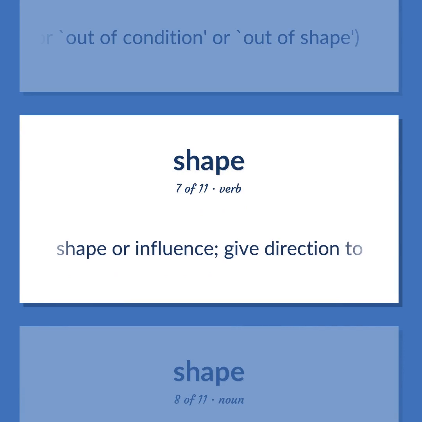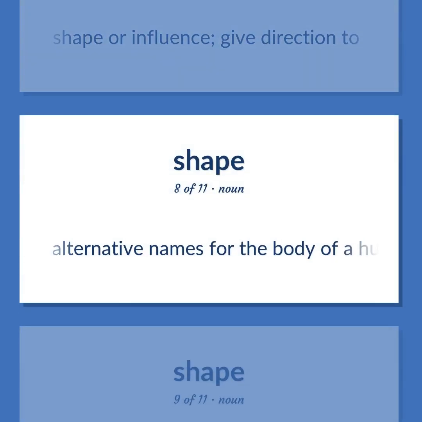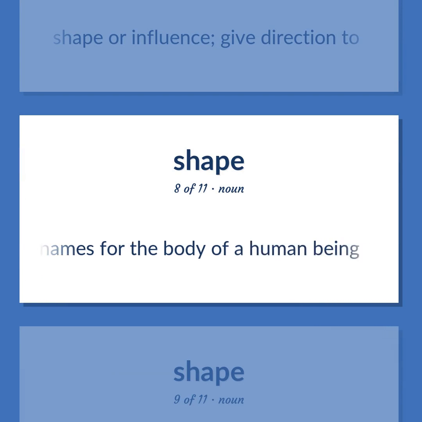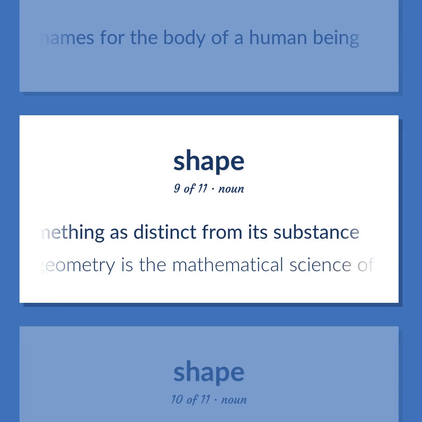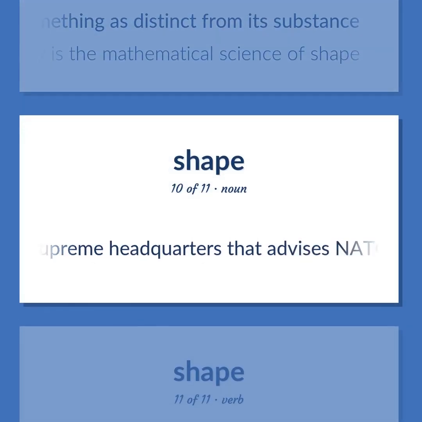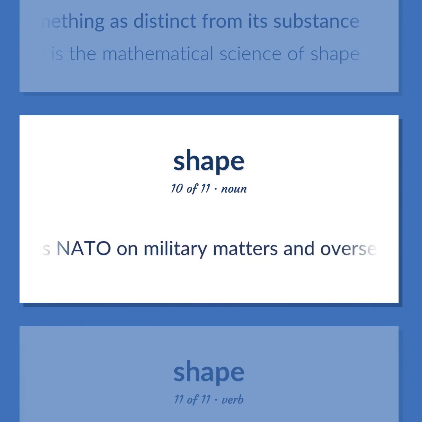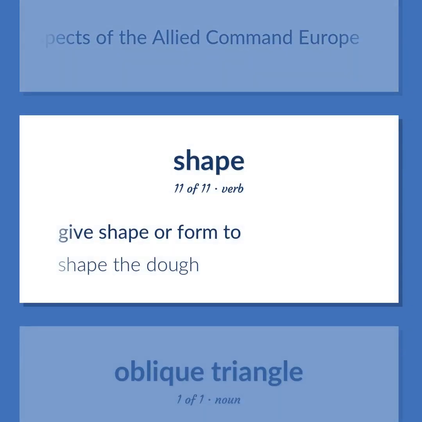Shape or influence. Give direction to. Alternative names for the body of a human being. The spatial arrangement of something is distinct from its substance. Geometry is the mathematical science of shape. The supreme headquarters that advises NATO on military matters and oversees all aspects of the Allied Command Europe. Give shape or form to. Shape the dough.